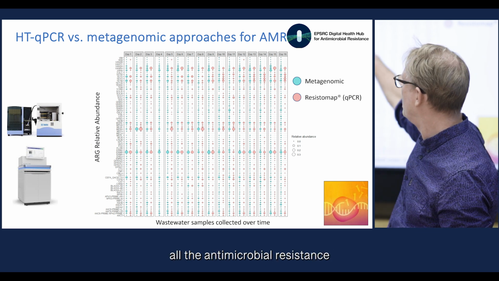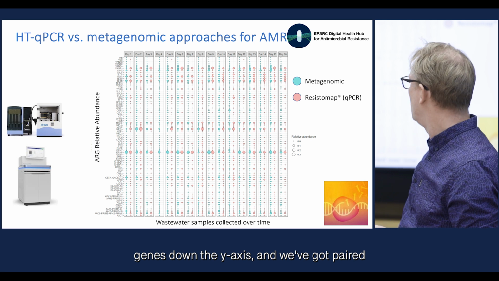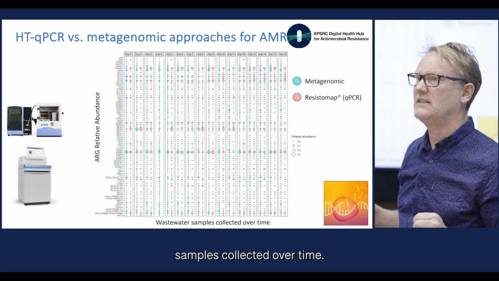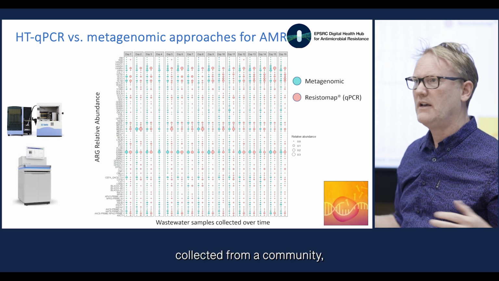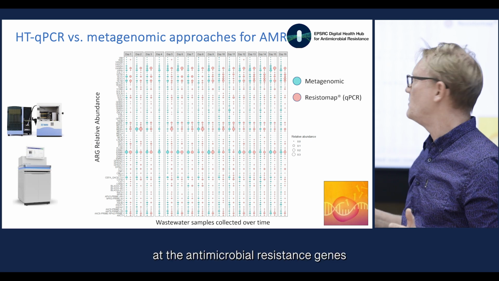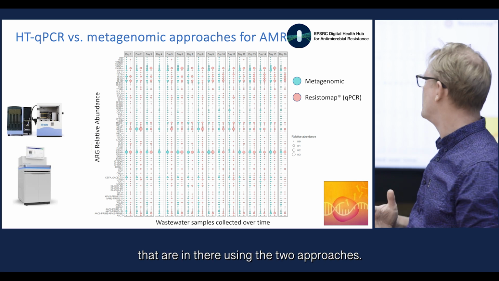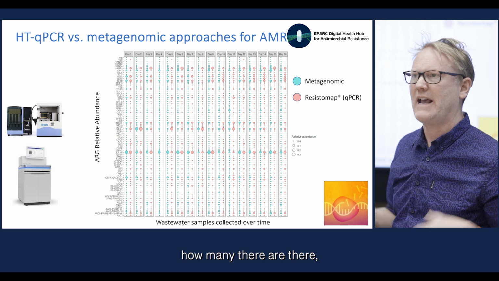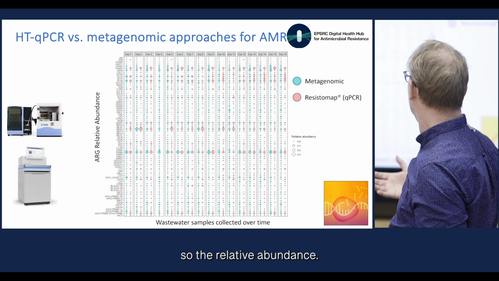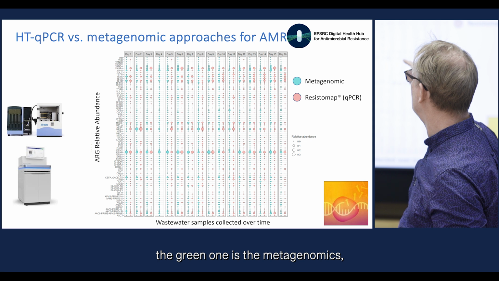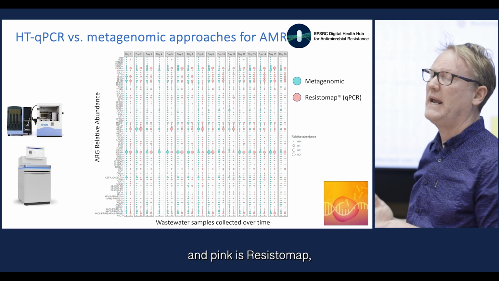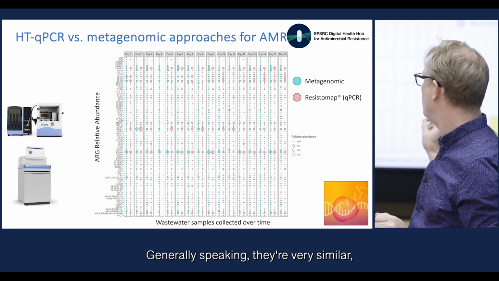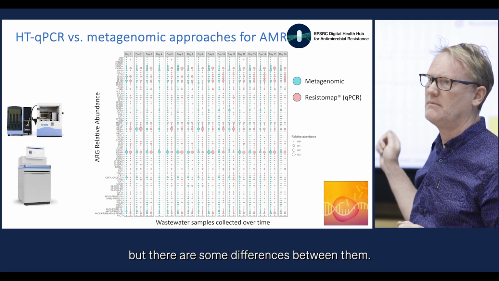Here we've got all the antimicrobial resistance genes down the y-axis, and we've got paired samples from different wastewater samples collected over time. So this is human wastewater collected from a community, and we're looking at the antimicrobial resistance genes that are in there using the two approaches. The size of the bubbles essentially dictates how many there are, so the relative abundance. The green one, or the light blue color, is the metagenomics, and pink is Resistomap, the commercial operation that does the high throughput qPCR. Generally speaking, they're very similar, but there are some differences between them.